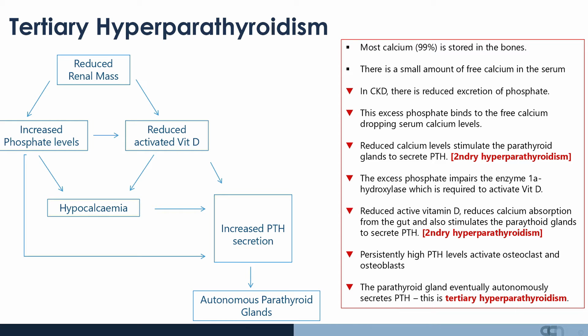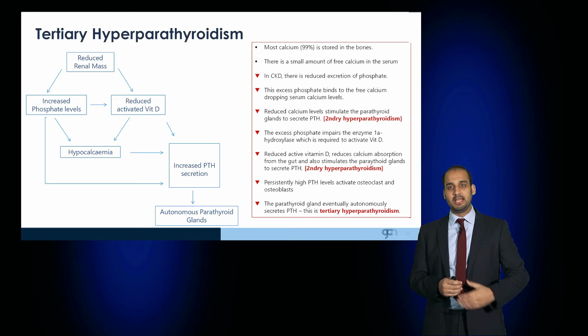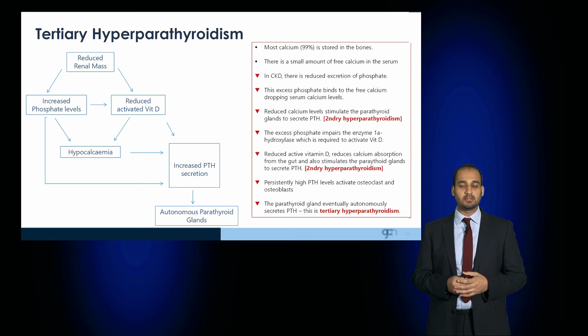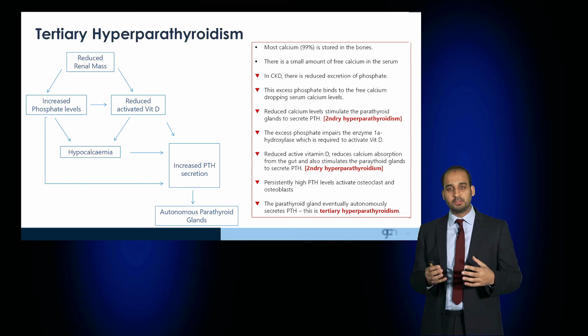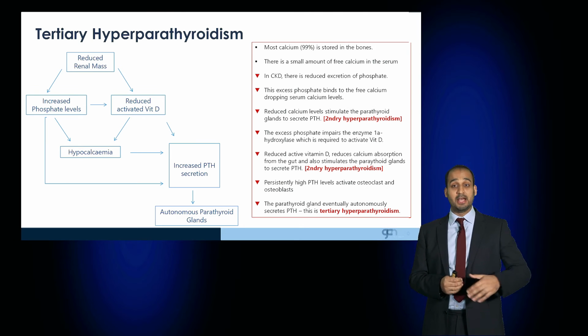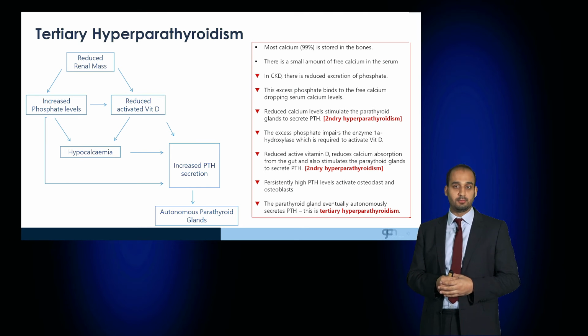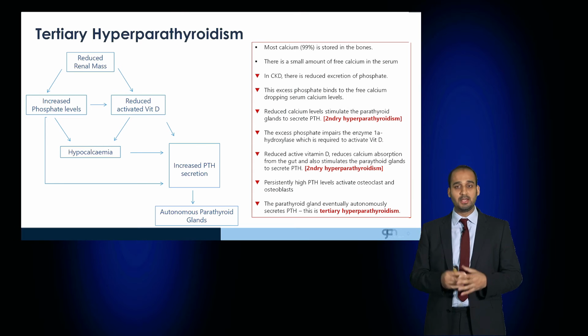That's a normal secondary hyperparathyroid reaction. Going further, the excess phosphate chronically impairs the enzyme 1-alpha hydroxylase, which is required to activate vitamin D. Reduced active vitamin D reduces calcium absorption from the gut and also stimulates the parathyroid glands to secrete PTH, which is another form of secondary hyperparathyroidism.